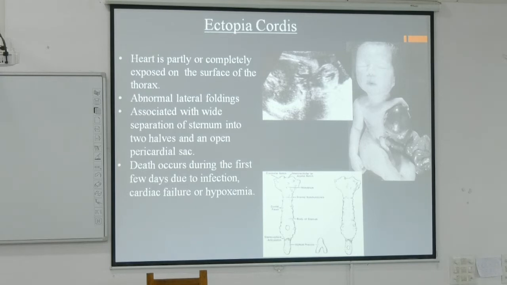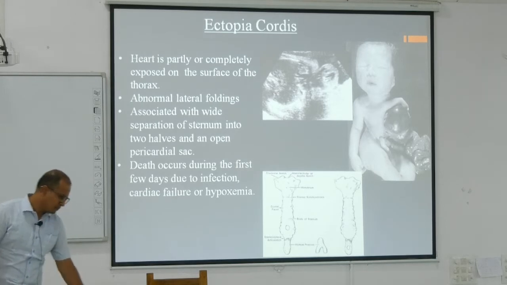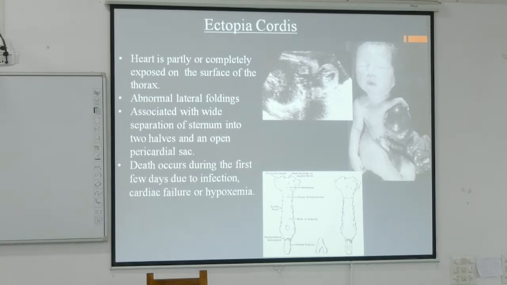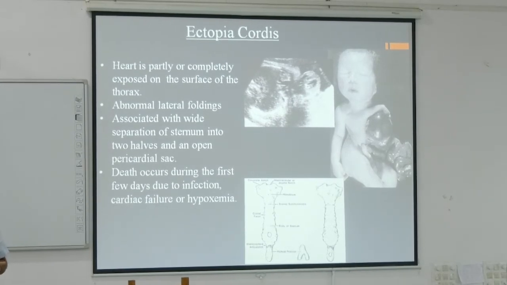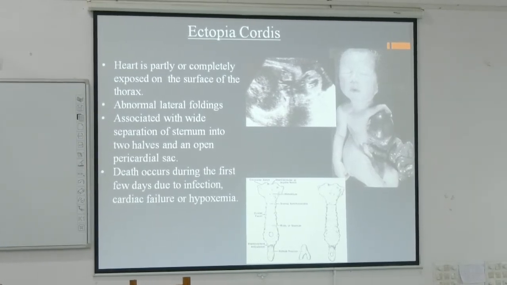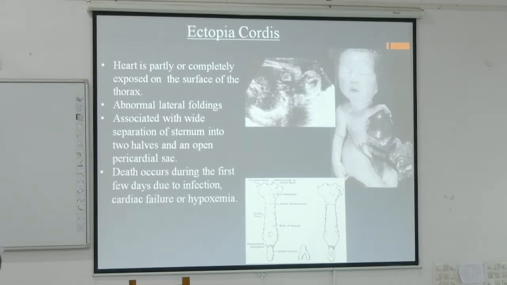The heart itself is outside the chest wall. This is a clinical condition where the lateral folding of the chest wall, the somatic plates, does not take place, leaving a gap, and the heart pops out. Patients who have this kind of defect do not survive because of the external position, infections, heart failure, and so on.